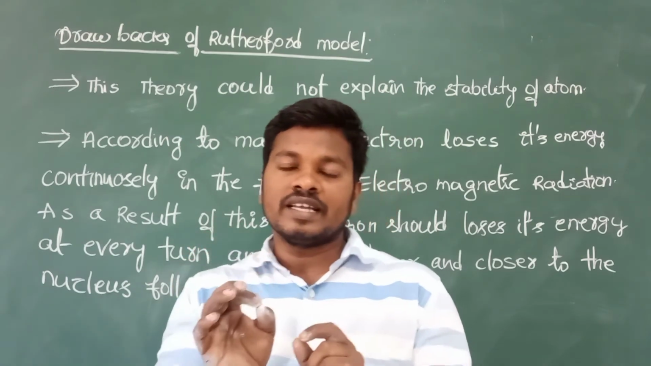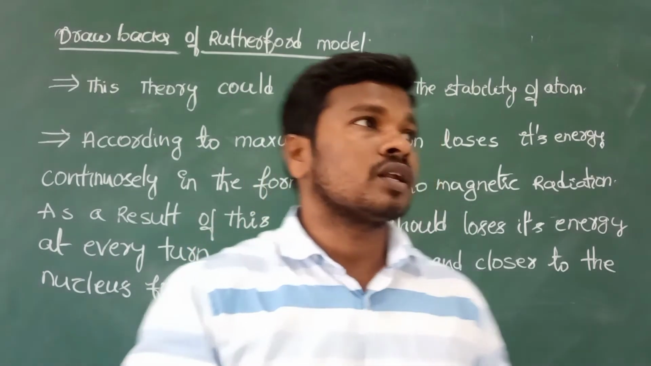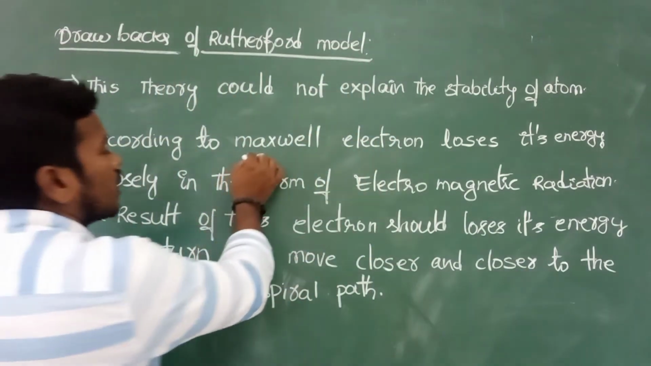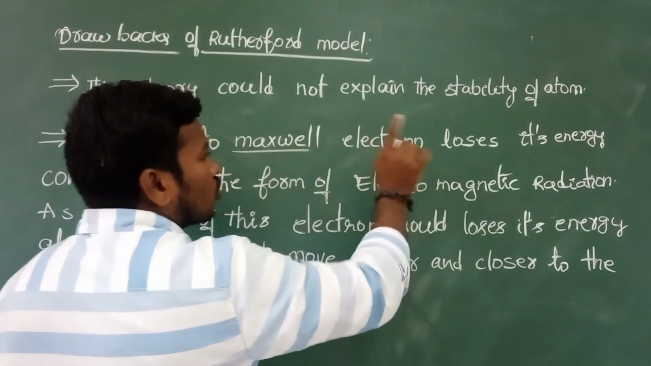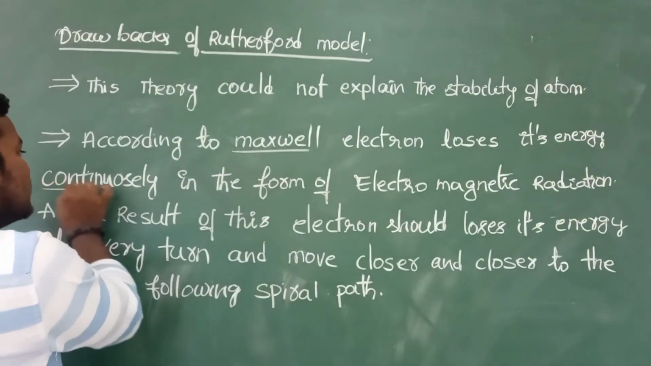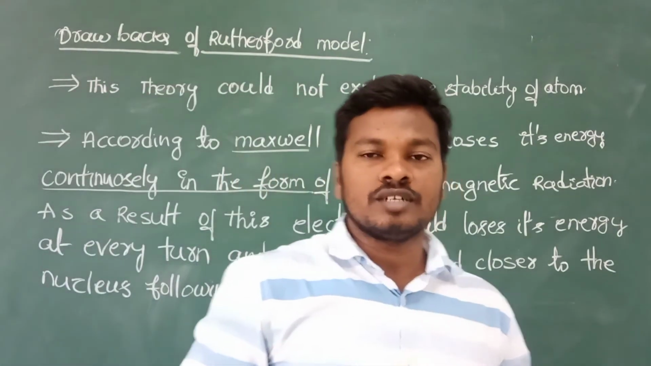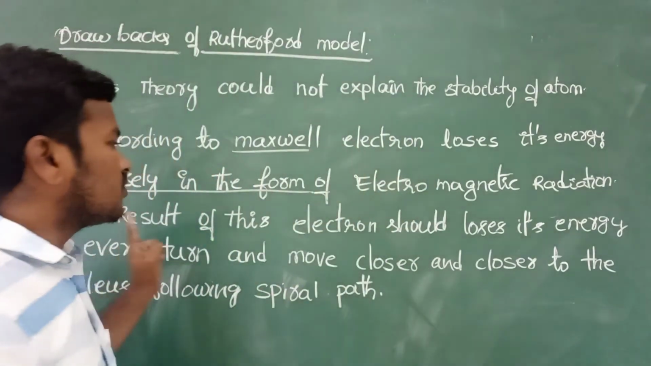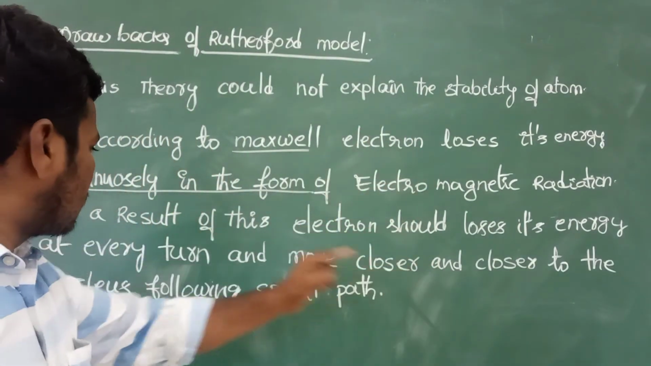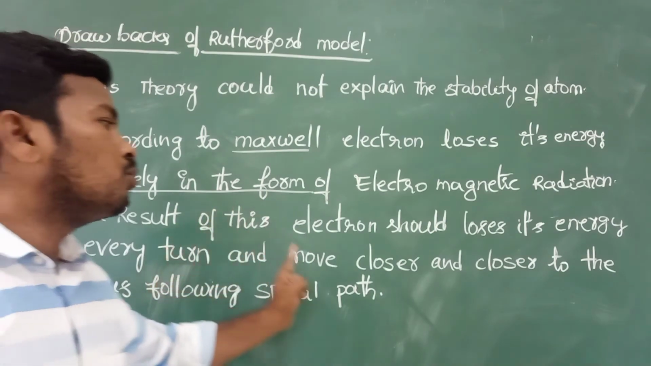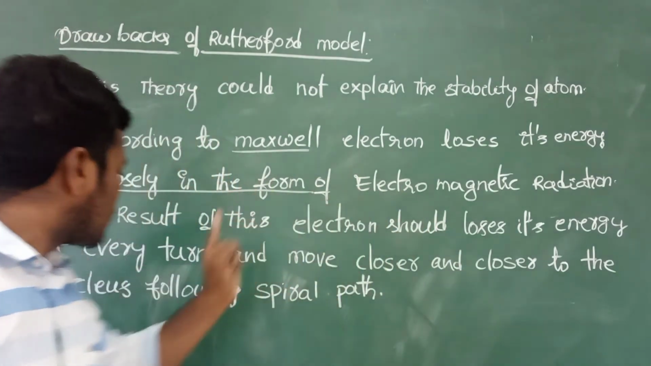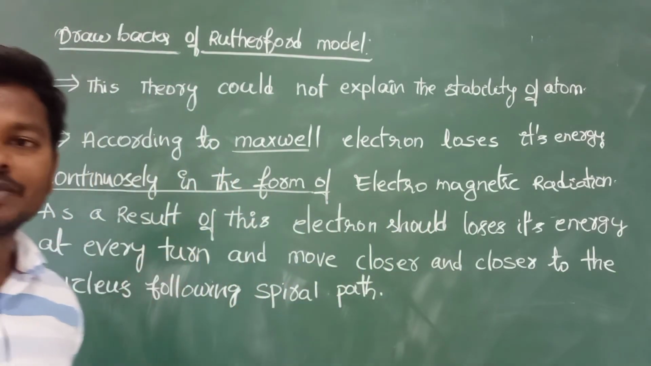So, positive charge and negative charge. Okay, but the problem is here. According to Maxwell, an electron loses its energy continuously in the form of electromagnetic radiation. As a result of this, the electron should lose its energy at every turn and move closer and closer to the nucleus, following a spiral path.